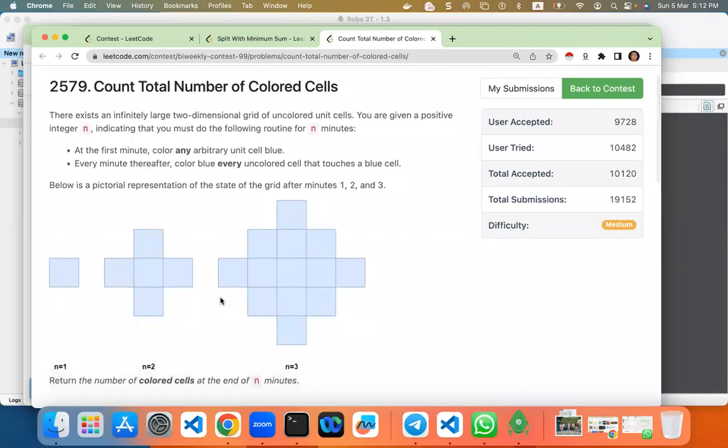Okay. So this question: count the total number of colored cells when n is given. If n is 1, it is 1. For 2, it was 5. For 3, it was, I think, 13. So what was the idea used here?